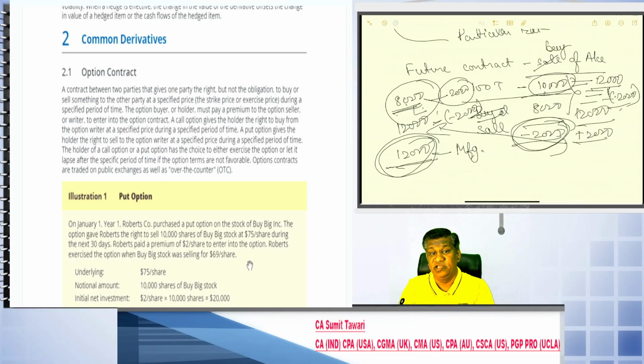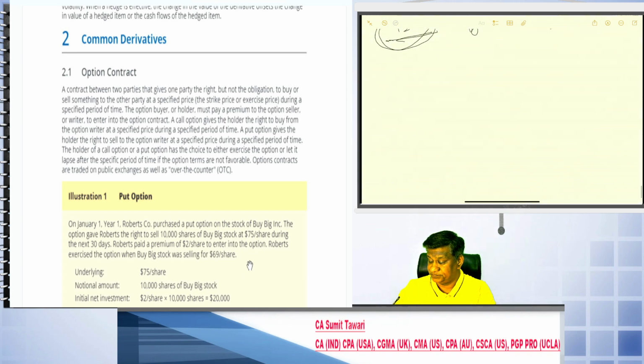In a future, you take physical delivery from someone, and on the exchange you do the same trade, the same material and same quantity, at the market rate. So you can offset your profit and loss. So that is forward and future.